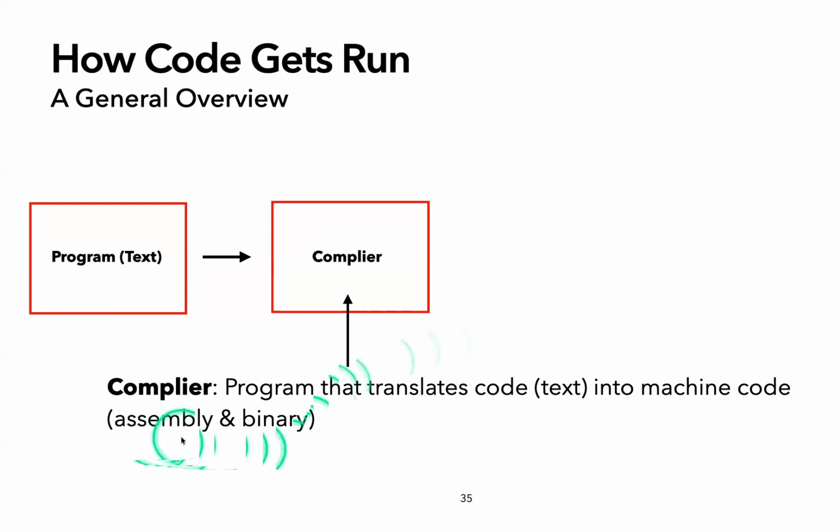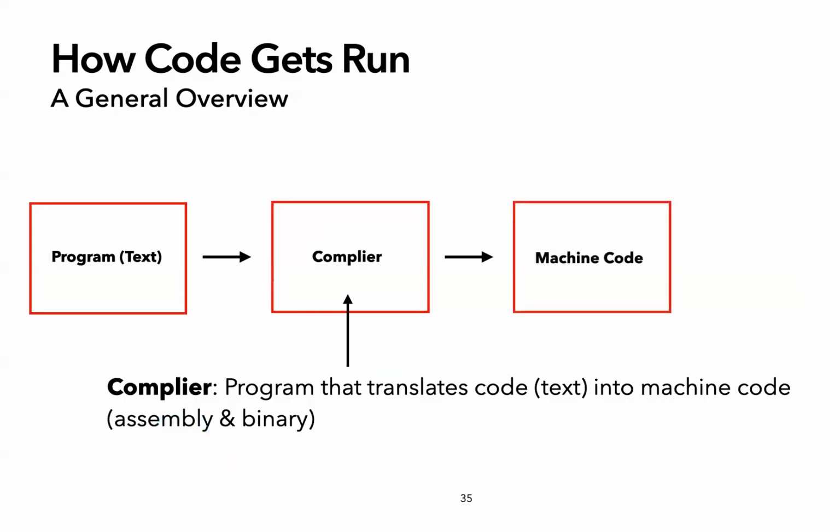There's also another really low-level language that depends on the architecture of your computer, called assembly. It's the step above binary, made of the most fundamental, rudimentary instructions that your computer can understand. After the compiler converts that text into machine code, we call that process compiling.